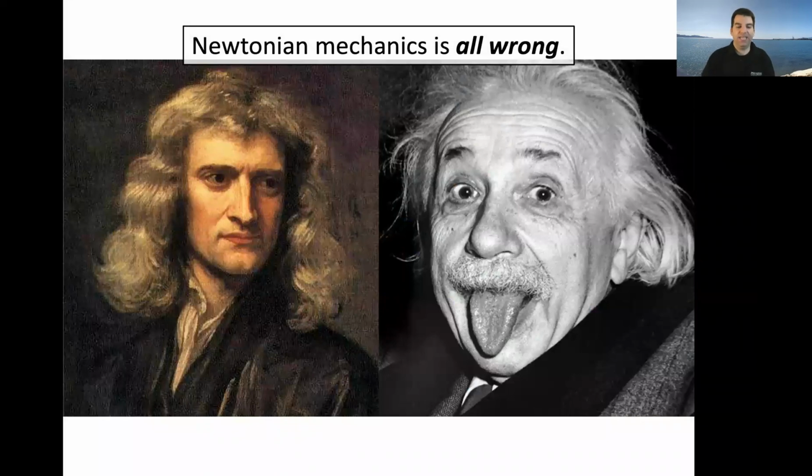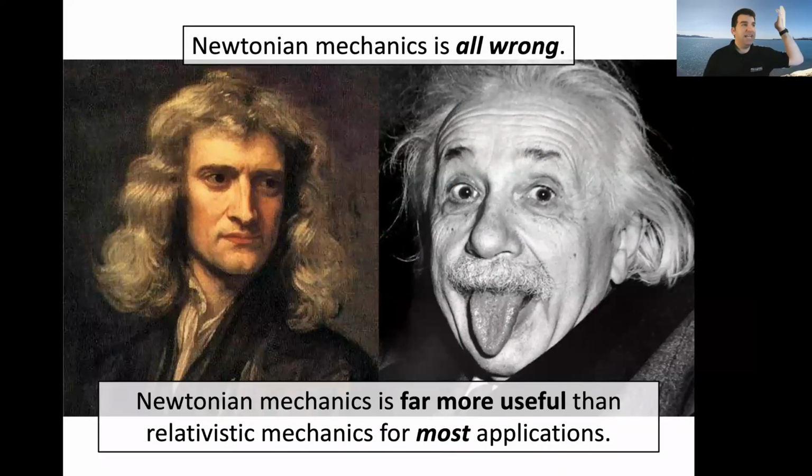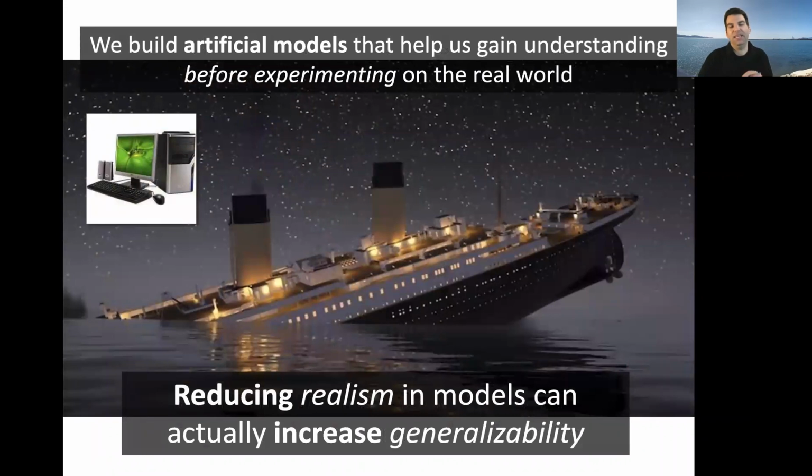And yet, Newtonian mechanics works really well. Planes are flying in the sky, not because of relativistic mechanics, because of Newtonian mechanics. And so these models are useful. And so that's kind of the big thing here, is that we build models to help us gain understanding about the real world before we go and play in the real world ourselves. And actually, reducing realism can increase generalizability because it helps us apply those models to a wider set of phenomena.